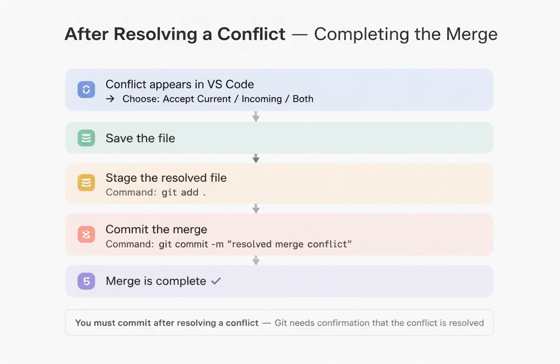Once you've chosen which version of the code to keep, you're not done yet. You need to tell Git that the conflict has been resolved. Here's the process. First, save the file after making your choice. Then stage the file using git add dot. Finally, commit the resolution using git commit with a message. This commit is what officially closes the merge conflict and completes the merge. Git needs that final commit as confirmation that you've reviewed the conflict and made a decision. Without it, the merge stays in an unfinished state. This is a critical step that beginners often forget.